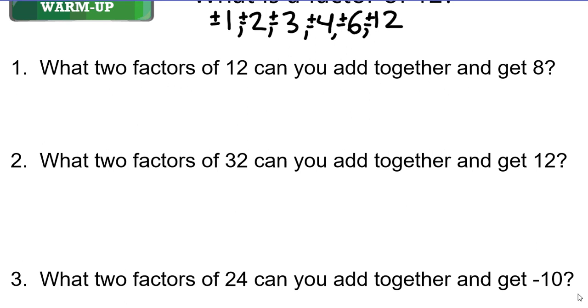First question, what two factors of 12 can you add together to make 8? Well, that'd be 2 and 6. 2 and 6 multiply to make 12. That's why they're factors of 12, but they will add together to make 8.